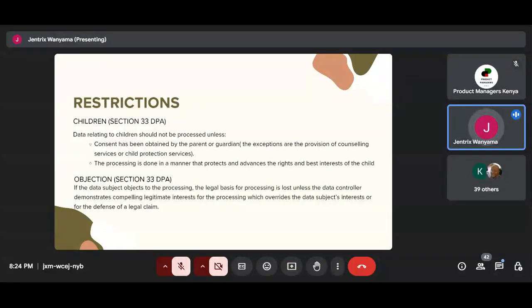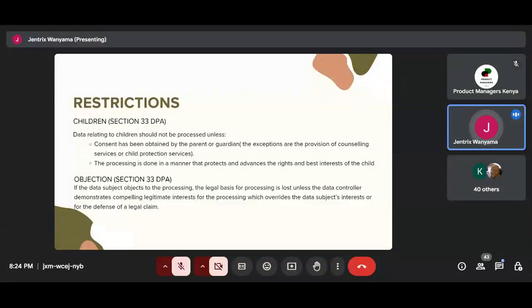The processing should always be done in a manner that protects and advances the rights and best interest of the child. So it's not only enough to get the consent of the parent, but you also need to be mindful of how you are then processing that data. And for children, you have a higher standard than just a normal user.